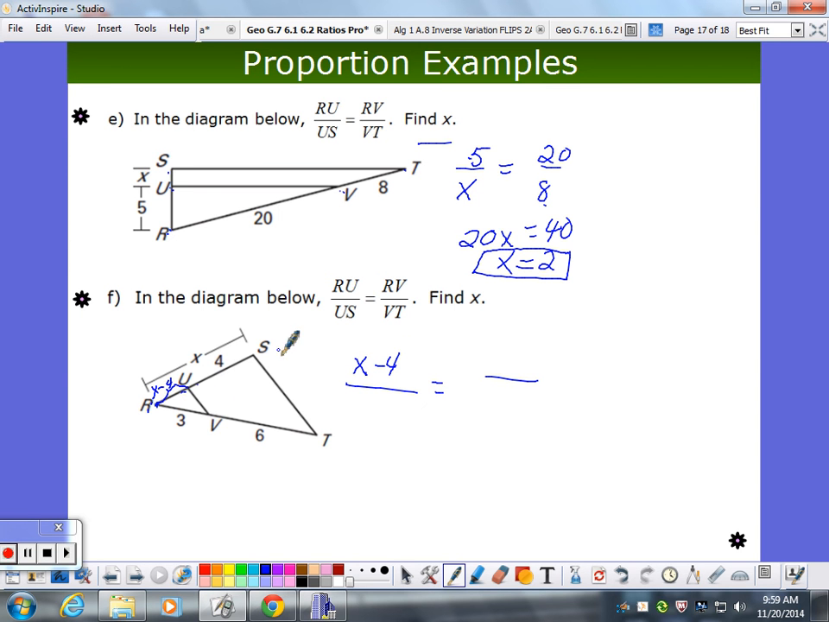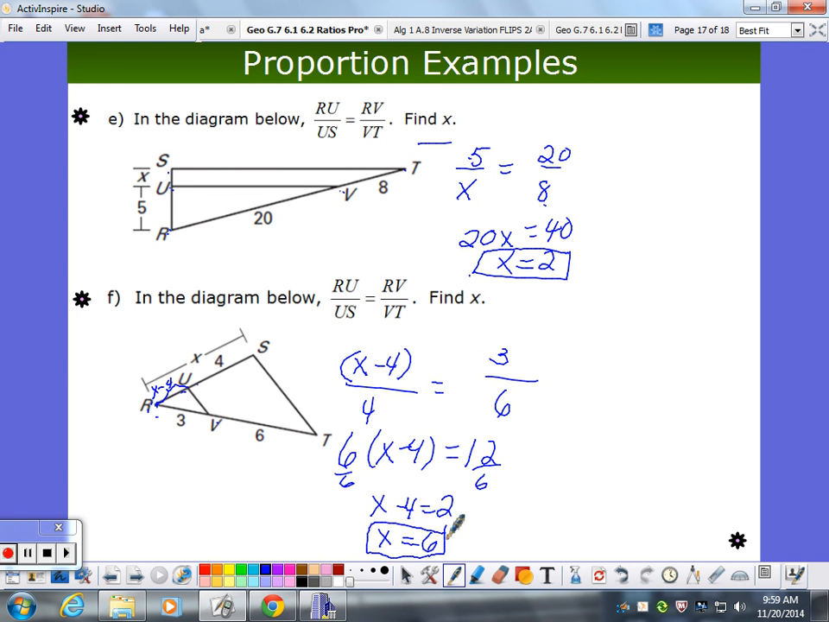So now RU is x minus 4. US is 4. RV is 3. And VT is 6. Cross product. Be careful, I've got a polynomial up there. I'm going to put it in a grouping so I remember to group. So 6 times this grouping of x minus 4 equals 4 times 3, which is 12. You can distribute it. I think I'll divide both sides by 6 because it'll be a little bit easier. So x minus 4 equals 2, so x equals 6. They just want me to find x. They could have said find RU. So read the question carefully, what they want you to find.